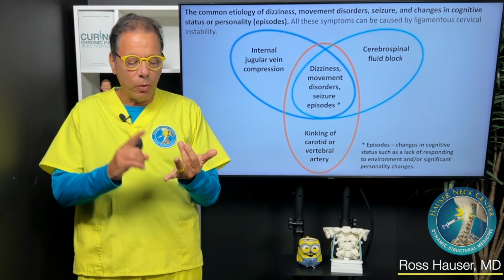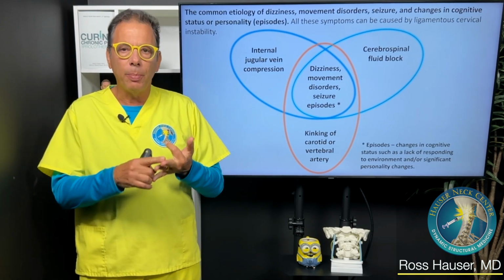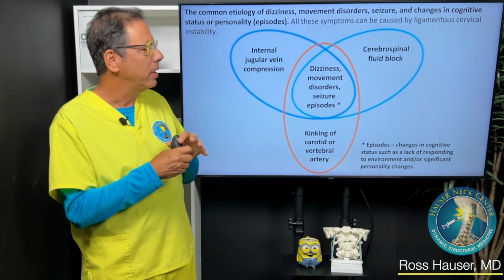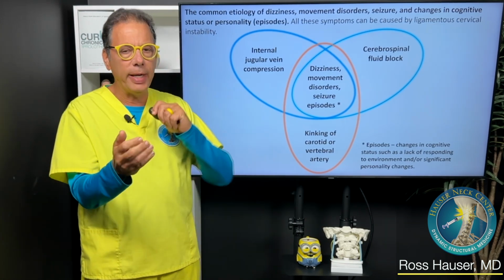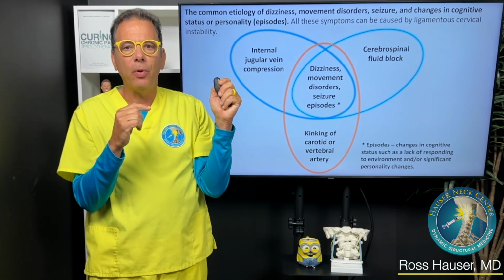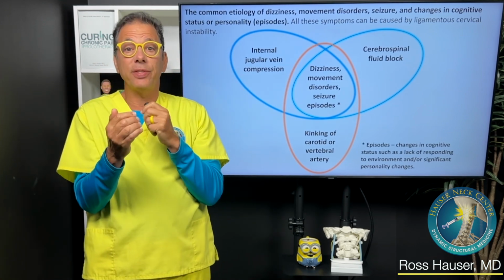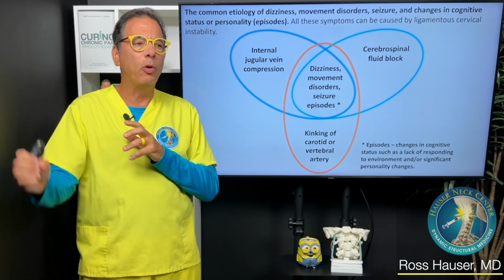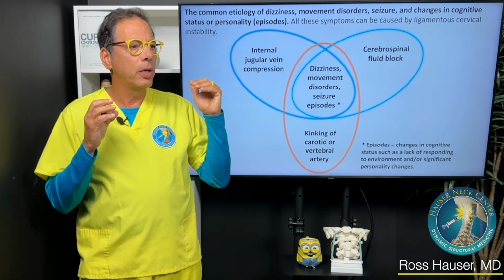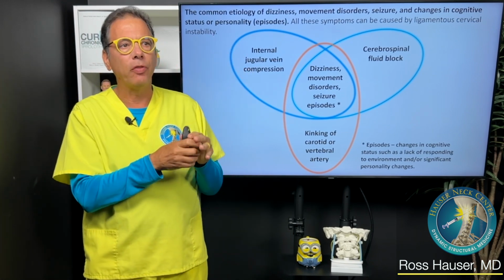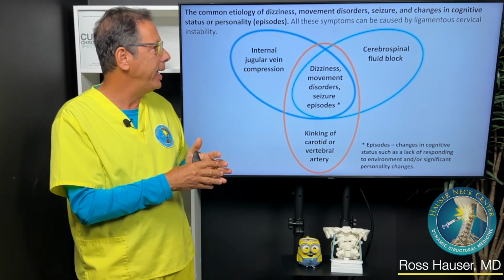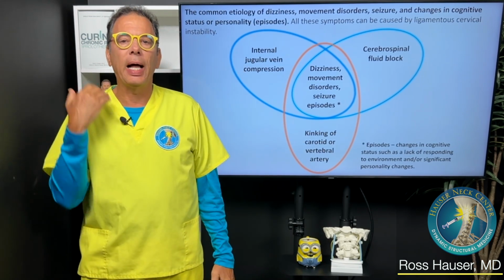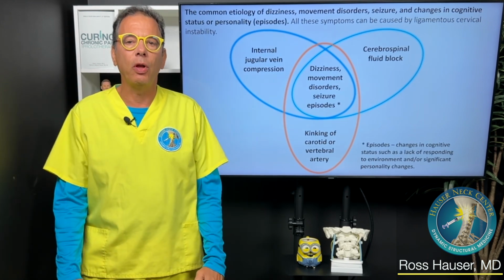So movement disorders, dizziness, depersonalization, personality changes, cognitive changes, like if somebody's memory's going down, or there's a sudden change in their personality, or a person all of a sudden has uncontrollable movement of an extremity, or they have blanking out episodes. These all can have a common etiology, and the common etiology is normally that some fluid flow is blocked that relates to the fluid flow of the brain.